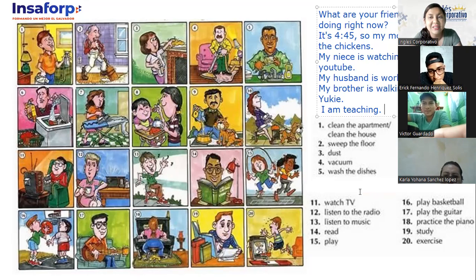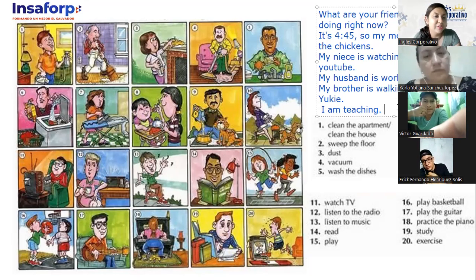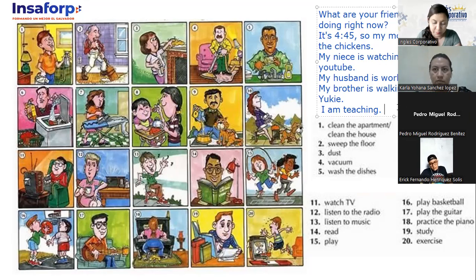Try to use, ok. What are your friends or family doing right now? You will use the present continuous. Vamos a hacer las oraciones por lo menos 5, at least 5. Luego you take a picture and send it in the WhatsApp group. Le van a tomar foto a sus oraciones y la mandamos al WhatsApp. Okay?